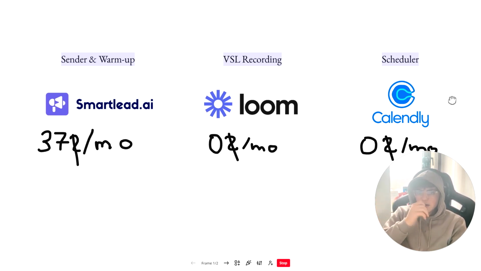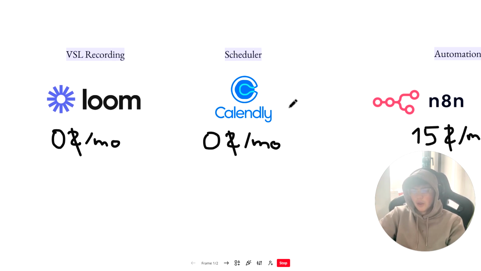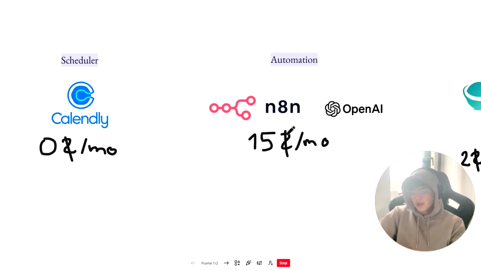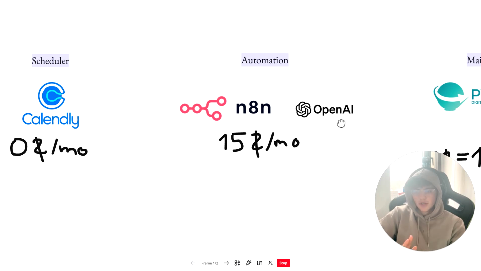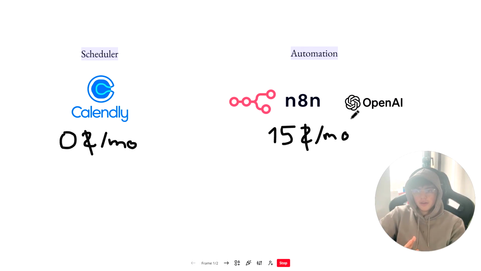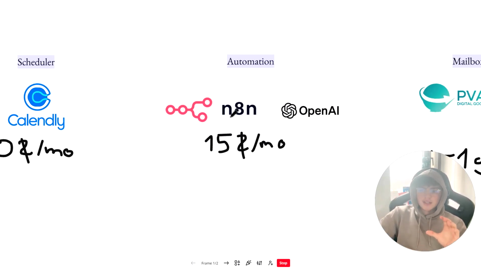Now, the scheduler. What you're going to do with the scheduler is just use Calendly. If you have Go High Level already, you know what's going on. But if you're a complete beginner and don't have anything, you can use Calendly because it's free. You can also get a pro plan on Calendly in order to send the reminders and all that advanced stuff.